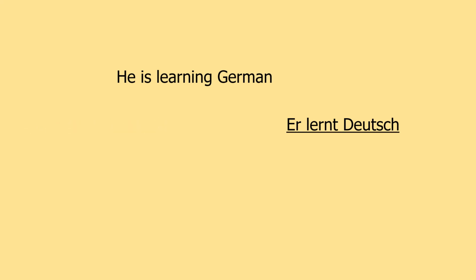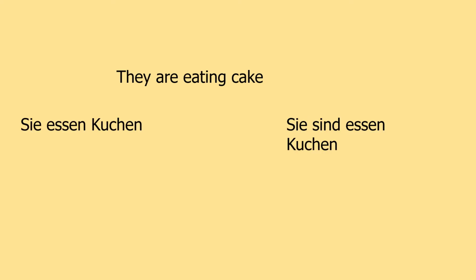So this one is lernt Deutsch. So we've got no ist in there. We've just got he learns German. Okay, they are eating cake. So we've got sie essen Kuchen or sie sind essen Kuchen.